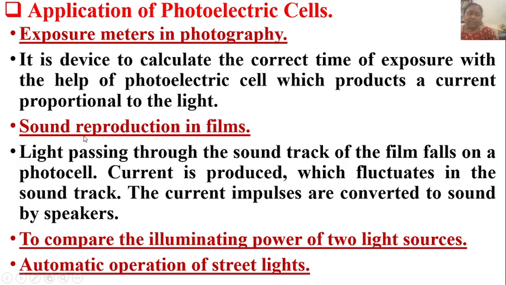Second, sound reproduction in films. Light passing through the sound track of the film falls on a photocell. Current is produced which fluctuates with the sound track, and the current impulses are converted to sound by speakers.